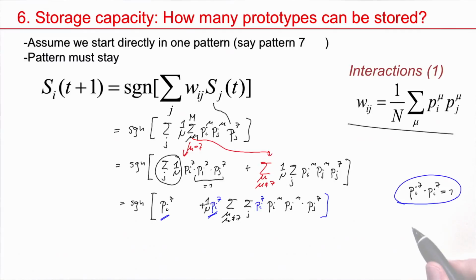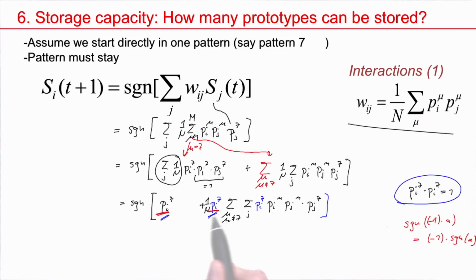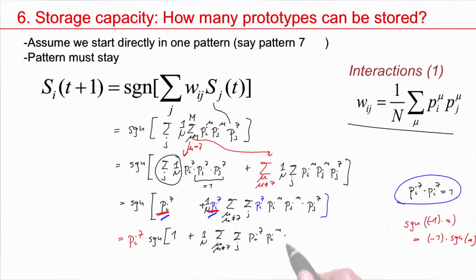It's the same. Now, little aside, think of sign of minus 1 times a. That's the same as minus 1 times sign of a. That means if I have a number minus 1, I can just pull it out. If I have a number plus 1, I can pull it out anyway. So I can take this pi7 and write it in front. Equals pi7, and then I have the sign. I've pulled this out. This is 1 plus 1 over n. I've pulled this out. Sum over mu, but not mu equals 7. Sum over j. pi7, pi mu, pj mu, pj7, and I close. This is the end of the calculation.